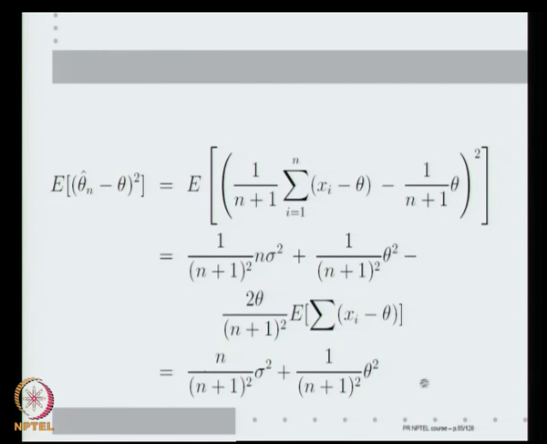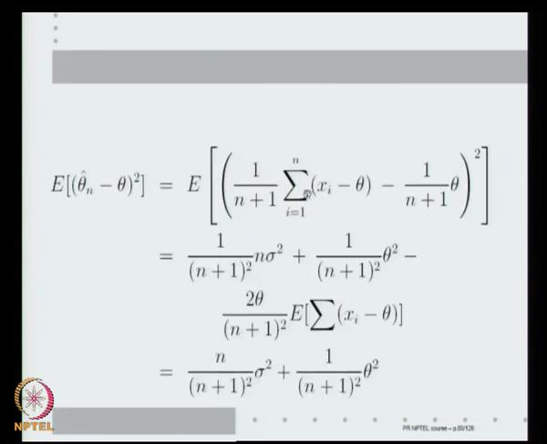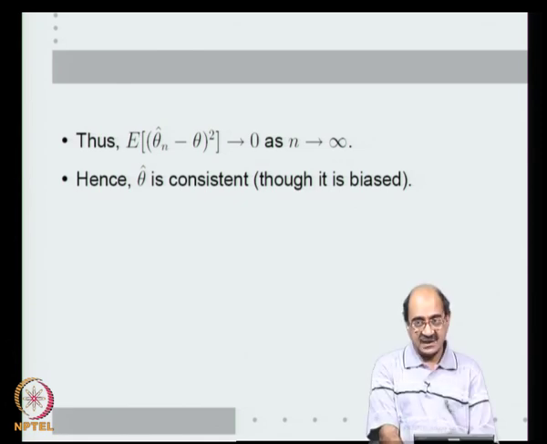As n tends to infinity, this goes to 0. So, the expected value of theta hat n minus theta whole square goes to 0 as n tends to infinity, which means theta hat n converges to theta in quadratic mean, and hence it will also converge in probability. So, this theta hat n, even though it is a biased estimator, is a consistent estimator, because as n tends to infinity it converges to the true value. Hence theta hat is a consistent estimator, though it is biased. So, consistency is not the same as unbiasedness.